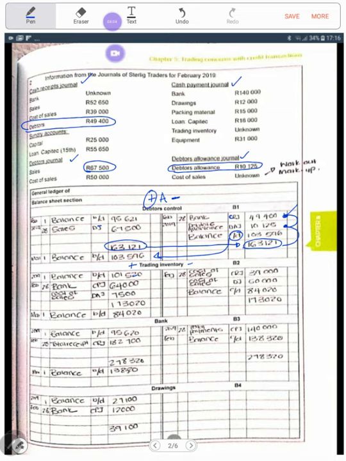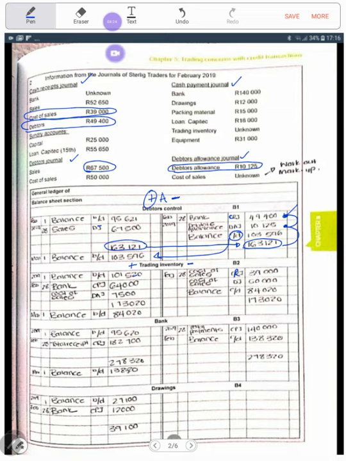Did I sell goods using cash? Yes, I did. There's my cost of sales. Trading inventory has left the building, worth 39,000. So my trading inventory decreased. Your details will be cost of sales. Which journal did we take it from? The CRJ, and it was worth 39,000 Rand.